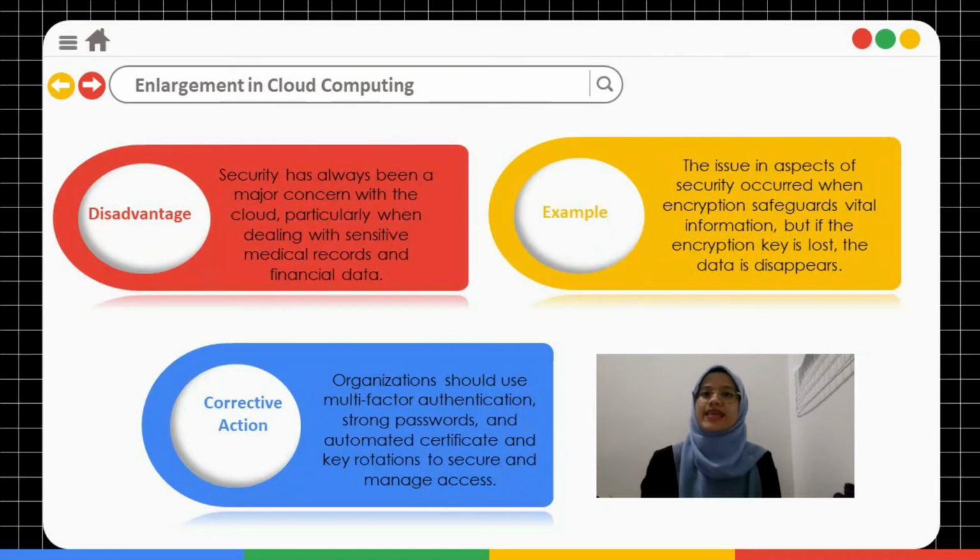Secondly, security has always been a major concern with the cloud, particularly when dealing with sensitive medical records and financial data. For example, if the encryption key is lost, then the data disappears. Therefore, for the corrective actions of the enlargement in cloud computing, organizations should use multi-factor authentication, strong password, automated certificate, and also key rotations to secure and manage the access. This will result in fewer unauthorized access and also data theft.